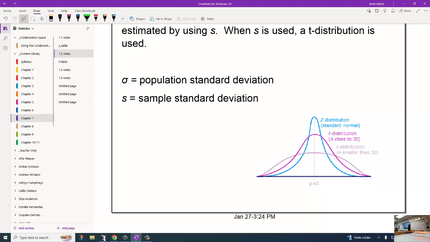This is what the t-distribution basically looks like. It's a set of curves. It's not one curve like the normal curve. It's a family of curves. And as n, the number of data points in your sample, increases, it starts to bend to better fit the z distribution. So the bigger the n, the closer we're going to look to the standard bell curve.